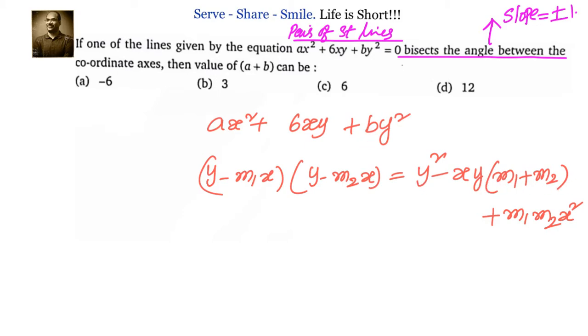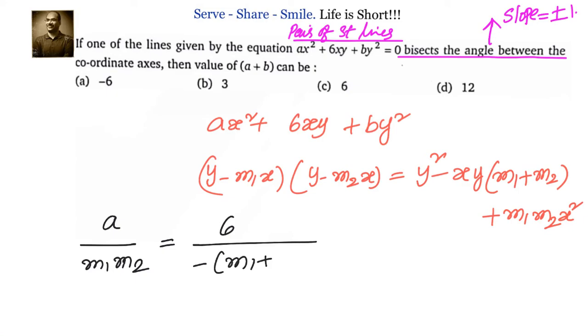So comparing, we can write down x square terms. If we compare, we will have a by m1 m2. Then we will compare xy term. We will have 6 divided by minus of m1 plus m2, that is equal to b divided by 1.